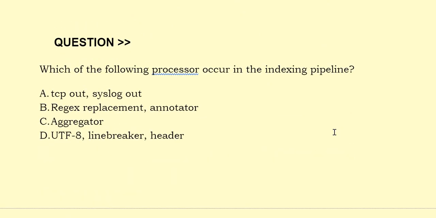Our next question is, which of the following processors occur in the indexing pipeline? Option A. TCP out, syslog out. Option B. Regex replacement, annotator. Option C. Aggregator. Option D. UTF-8, line breaker, header.